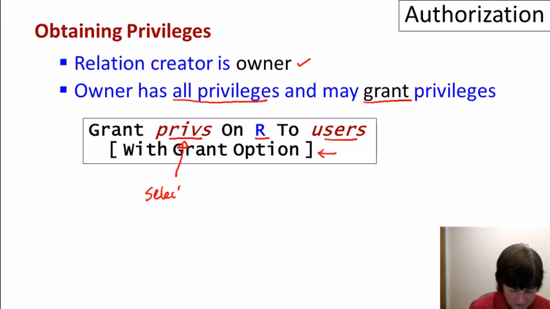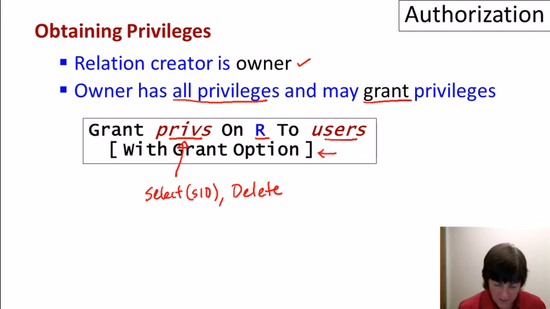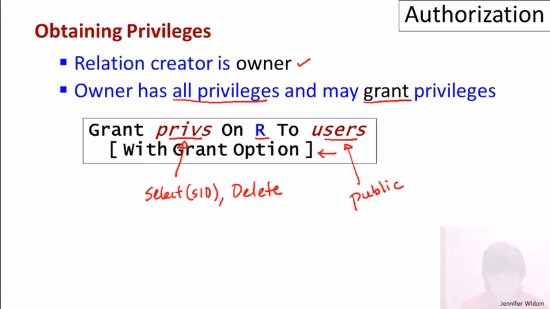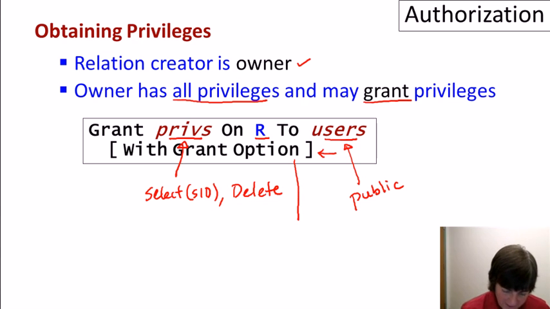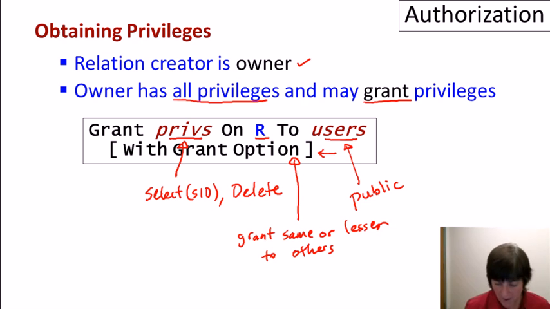So, for example, we could say here something like select student ID, comma, delete, and that would give those two privileges. The users are a list of actual usernames on the database. There's also the predefined user called public, and that would grant the authorization to any user of the database. And finally, the grant option allows the users who are getting the privileges to grant the same or lesser privileges to other users. Now, what do I mean by lesser?